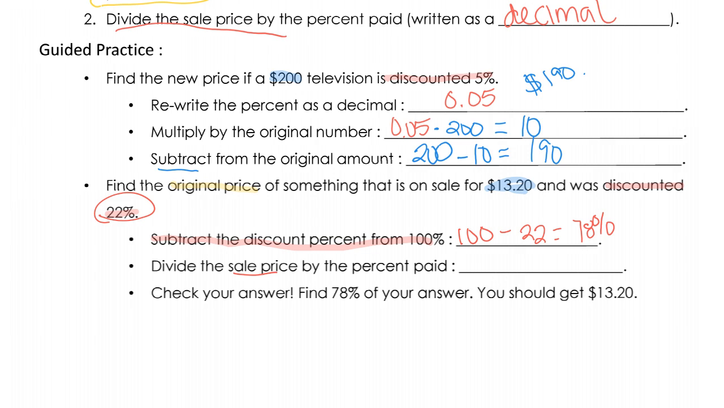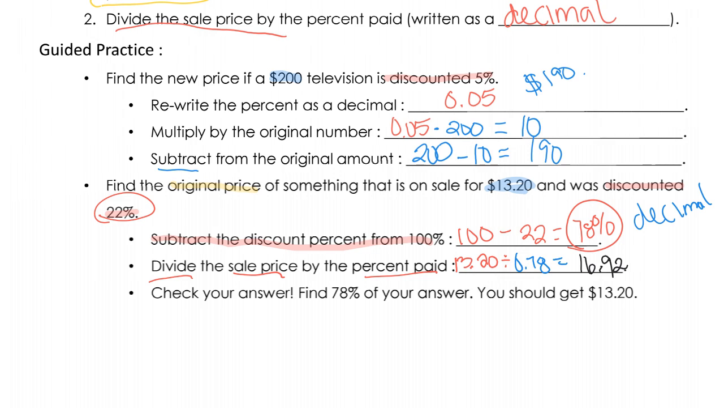Now we take the sale price and divide it by the percent paid. So we take this 13.20, and we divide it by that 78%. But this 78%, we need to make it into a decimal first. So we need to make it into a decimal, which is 0.78. So I'm going to do that in the calculator. What's 13.20 divided by 0.78? When you do that, you should get 16.92.